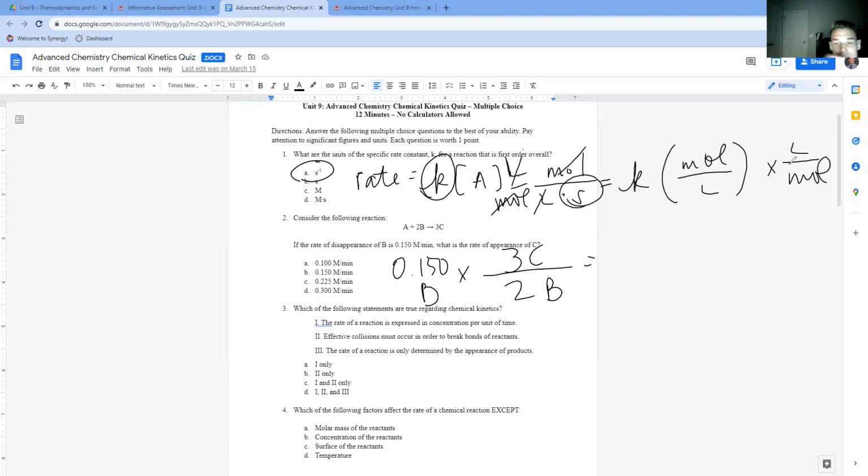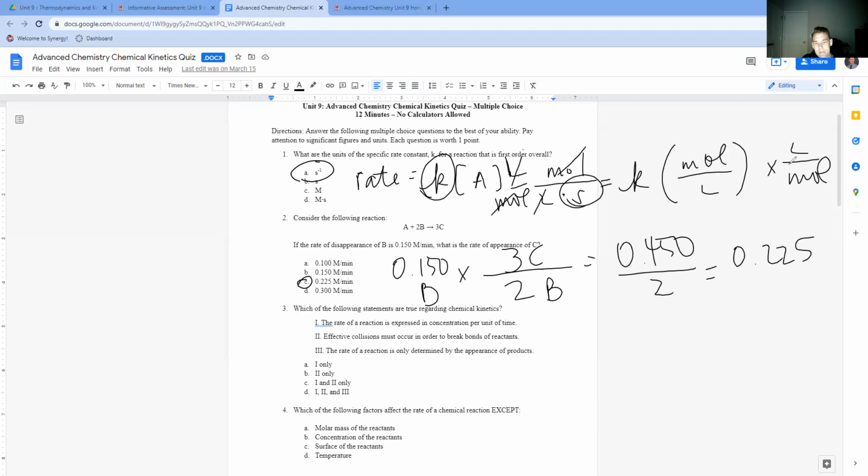0.15 times 3 is 0.450, divided by 2, 0.225. The answer is going to be C. Okay, so again, we're just looking at our ratio. So if it disappears for B, what is the rate of C? Again, just based off of my balanced equation.